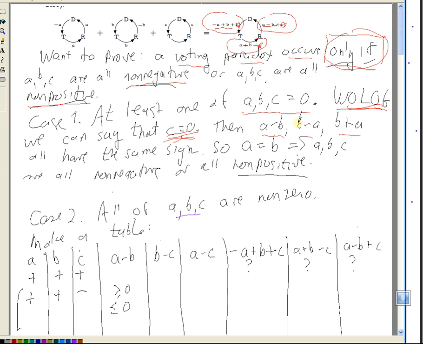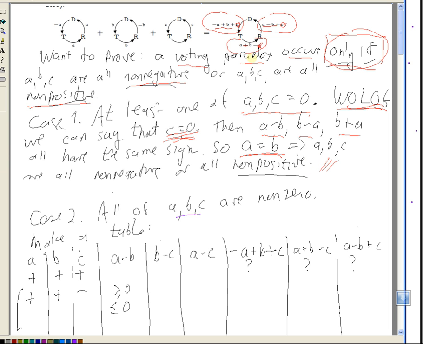Now, if A minus B and B minus A have the same sign, that means that A must be equal to B. If A is not equal to B, then one is positive, one is negative. Now, if A is equal to B, they certainly have the same sign. And C is 0, so that's both non-negative and non-positive. So all three are either non-negative or all non-positive. All right, so that's a case we can take care of pretty easily: the case where at least one of these numbers is 0.